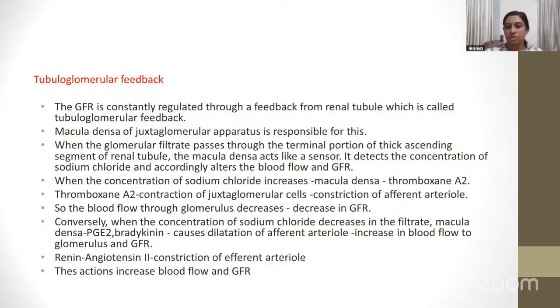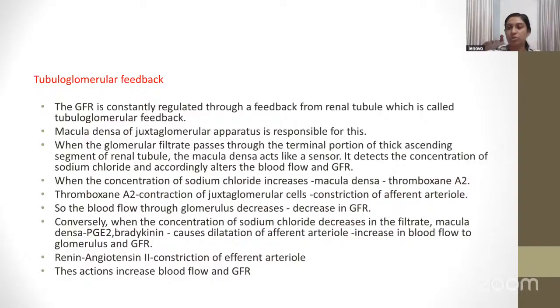Okay. So, the structure that is responsible for the tubuloglomerular feedback is the macula densa. The macula densa of the JG, or the juxtaglomerular apparatus, is responsible for the tubuloglomerular feedback. When the filtrate is passing through the terminal portion of the thick ascending limb of the loop of Henle, the macula densa acts as a sensor. What is the thing that is sensed by the macula densa? It's the amount of sodium chloride.